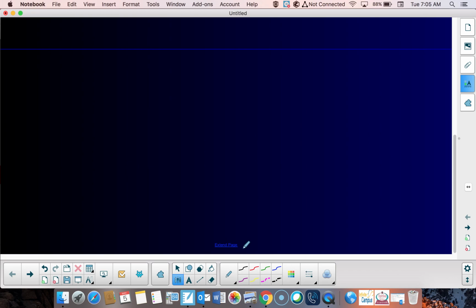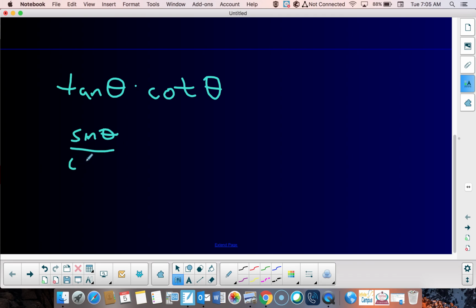All right, the third one you were asked to do was tangent of theta times cotangent of theta. The directions are to write in terms of sine and cosine. Well, tangent, as you learned, is the same as sine over cosine, and cotangent is the same as cosine over sine.